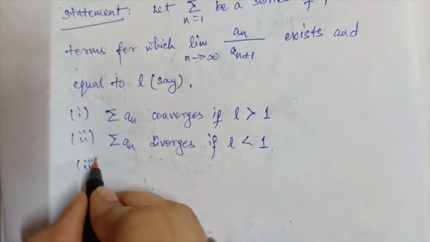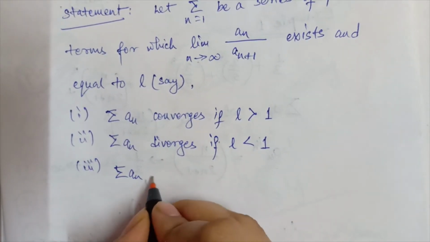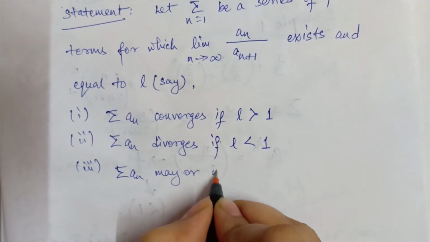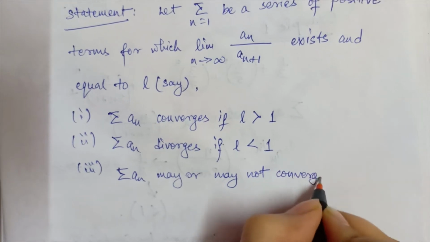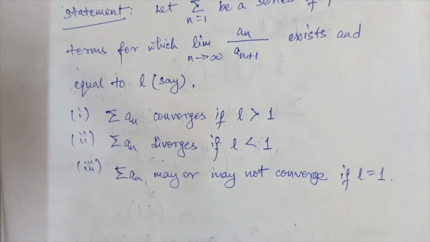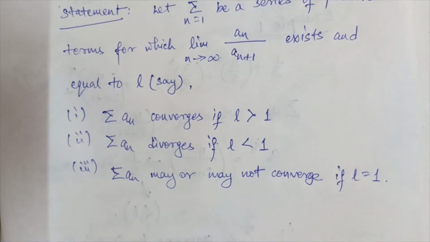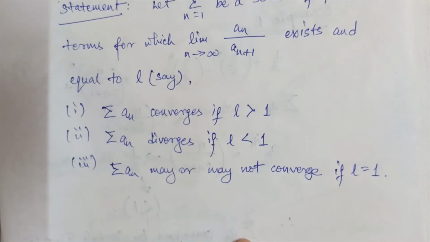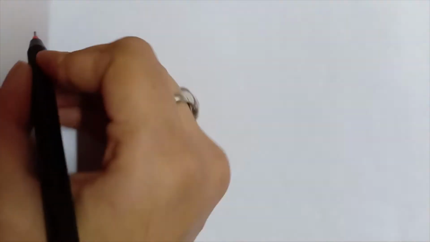And the third one is the series an may or may not converge if L equals 1, which means that the test fails. In that case, we need to head to the second test, which is Raabe's test. So under ratio tests, Raabe's test is the second test.